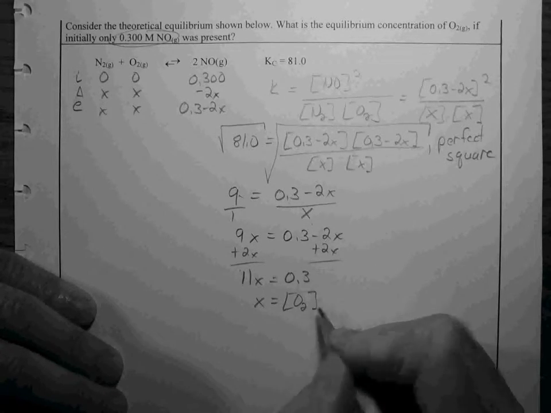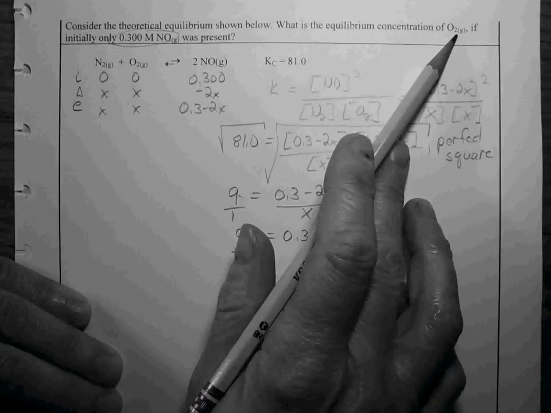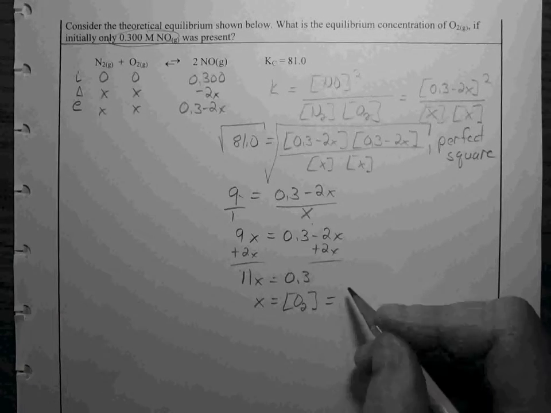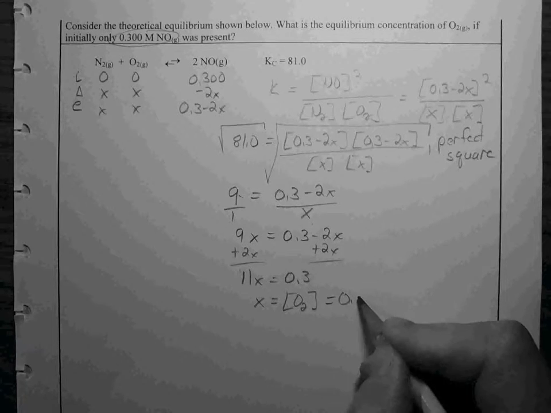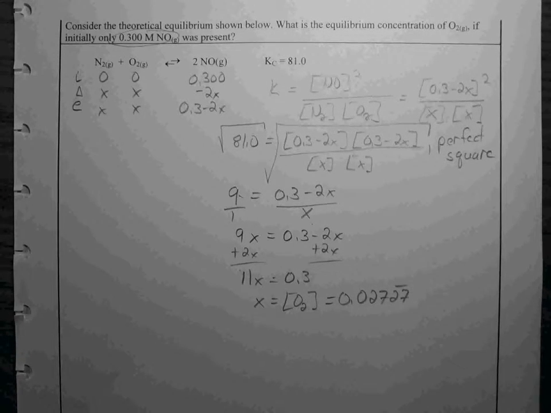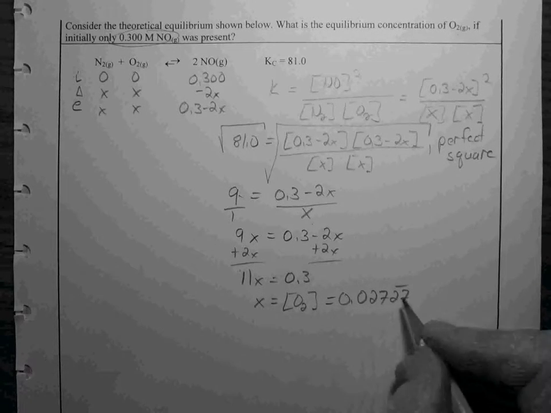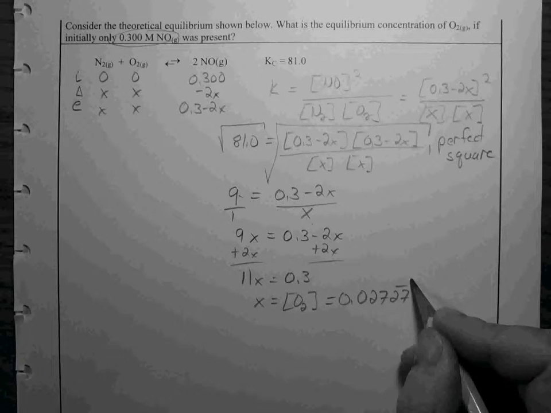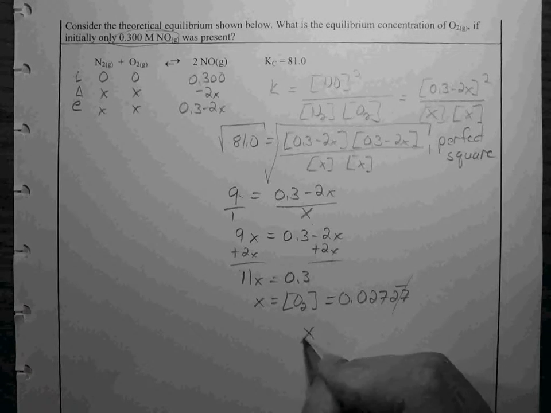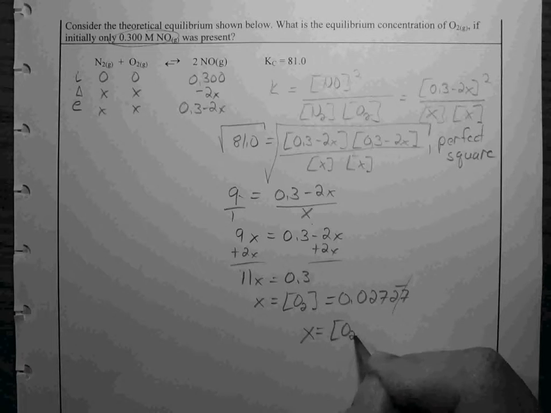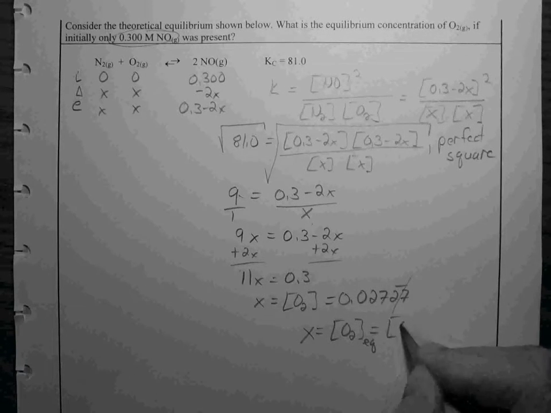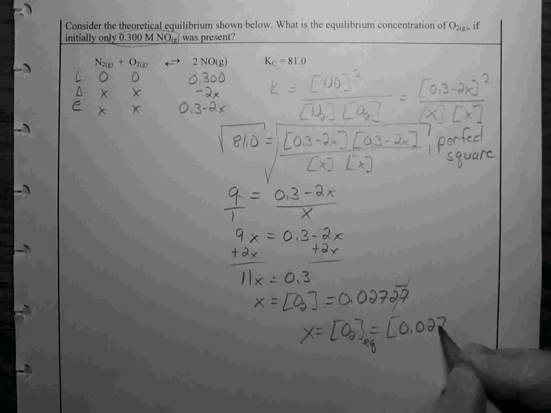our concentration of oxygen, which is what we're trying to solve for up here, is equal to 0.02727, repeating. So if we express that with 3 sig figs, we find x, which is the concentration of oxygen at equilibrium, 0.0273.